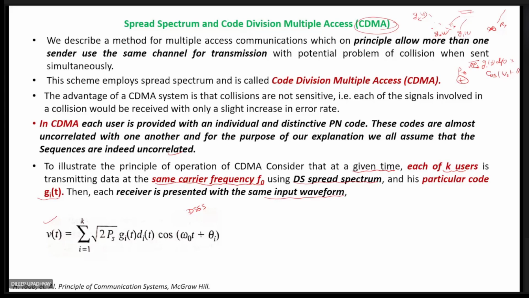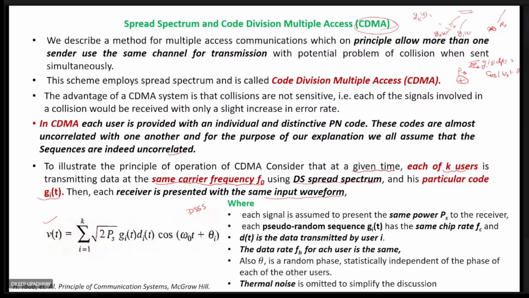So what are the symbols we have used? Each signal is assumed to present the same power. As I told you, this is our assumption. Each transmitter transmits with the same power Ps, and because of this the near-far problem happens. The receiver nearer to a particular transmitter may receive higher power compared to receivers far from that transmitter. Because of that, errors may occur, and that is called the near-far problem. This is a serious problem of CDMA.